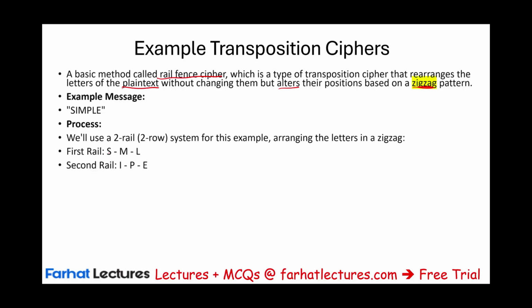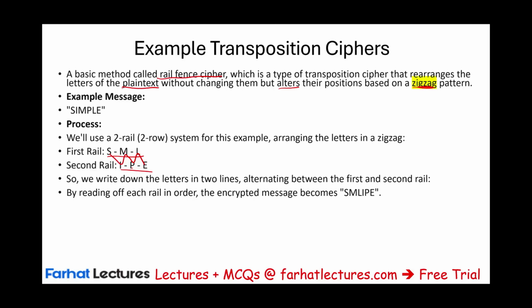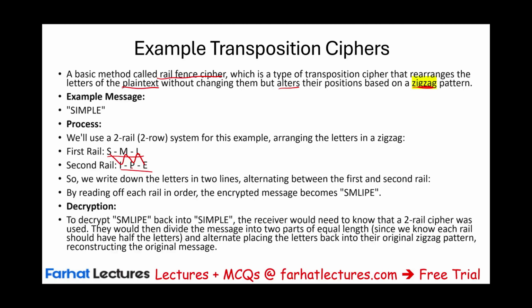So the first layer, SMLIPE. So we don't know how to read them except that it's a zigzag. Simple. If we zigzag them, we know it's simple. So we write down the letters in two lines, alternating between the first and the second rail. By reading off each rail in order, the encrypted message becomes SMLIPE, which doesn't make any sense. With the decryption, we know it's a zigzag.